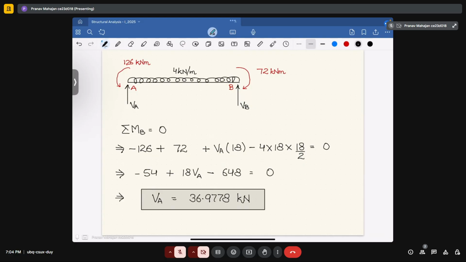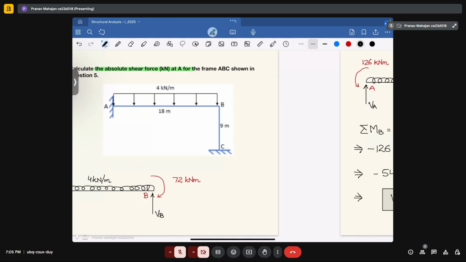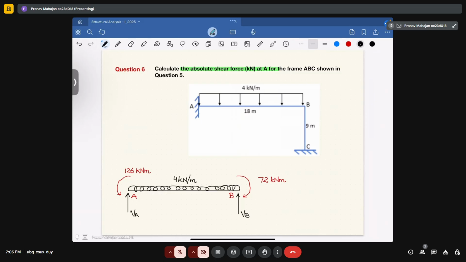Okay, so now if you try to solve it, you will get the value exactly 39 kilonewton. So you will get the value of VA to be equal to 39 kilonewton. So this is how we will calculate the absolute shear force at different points of the beam.